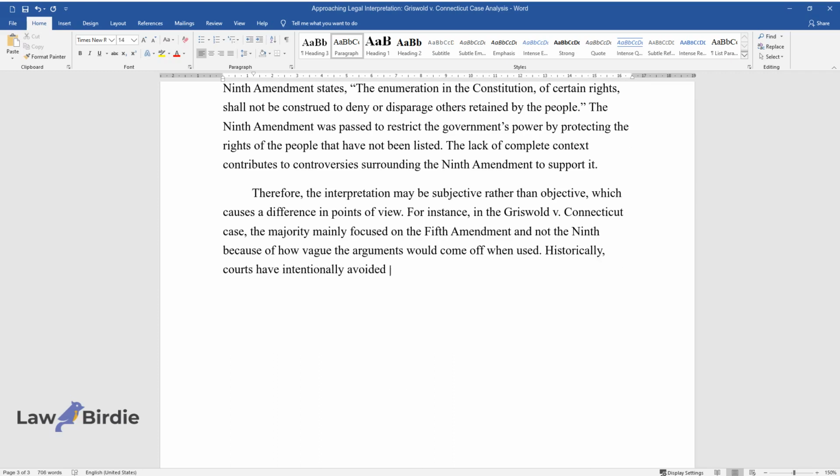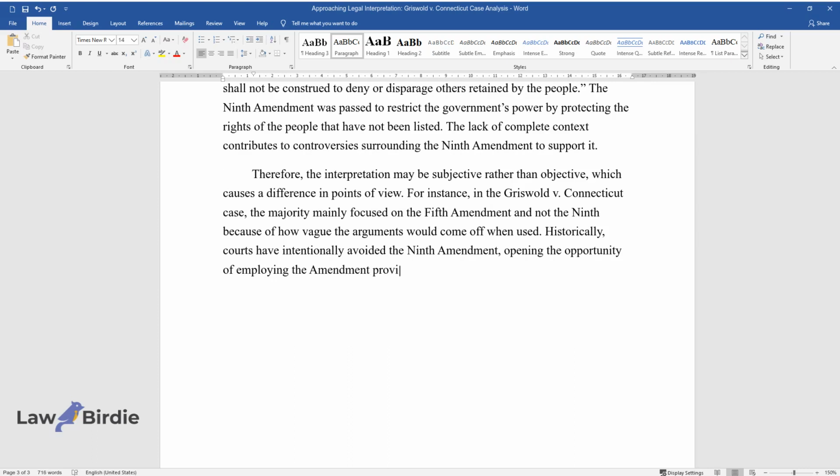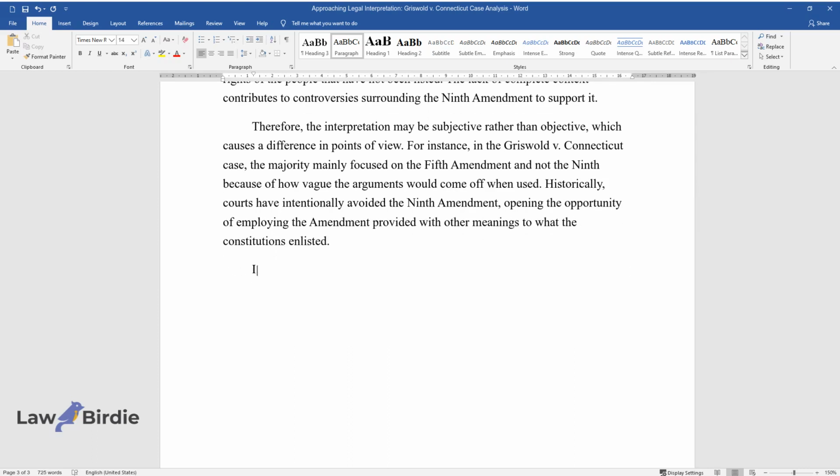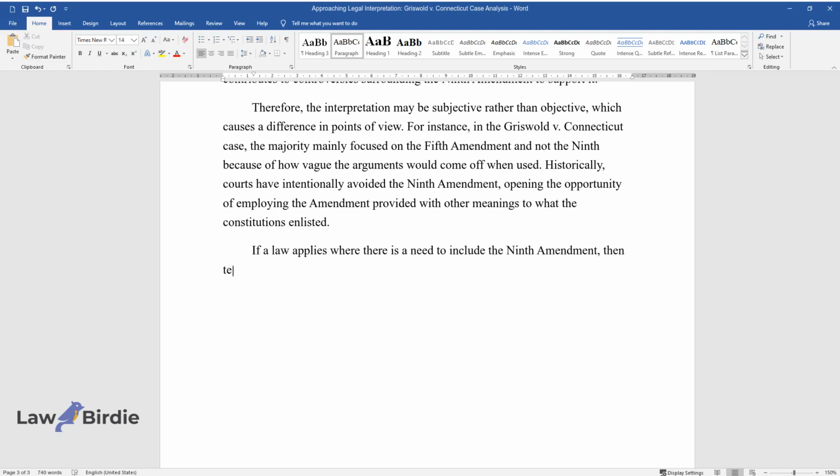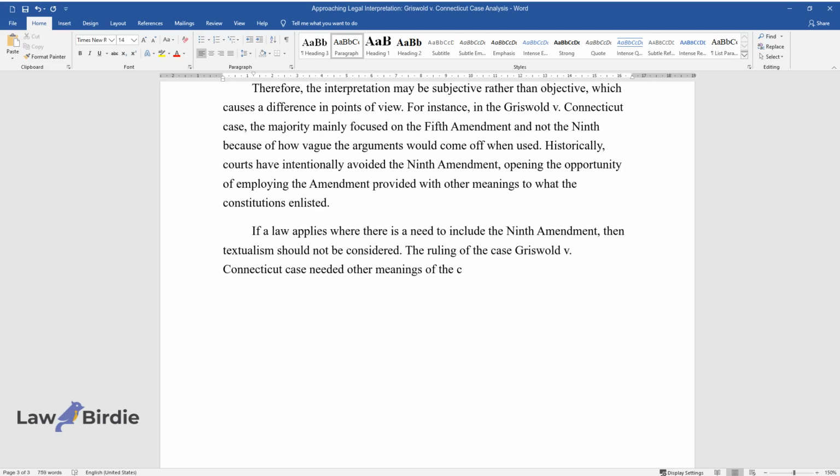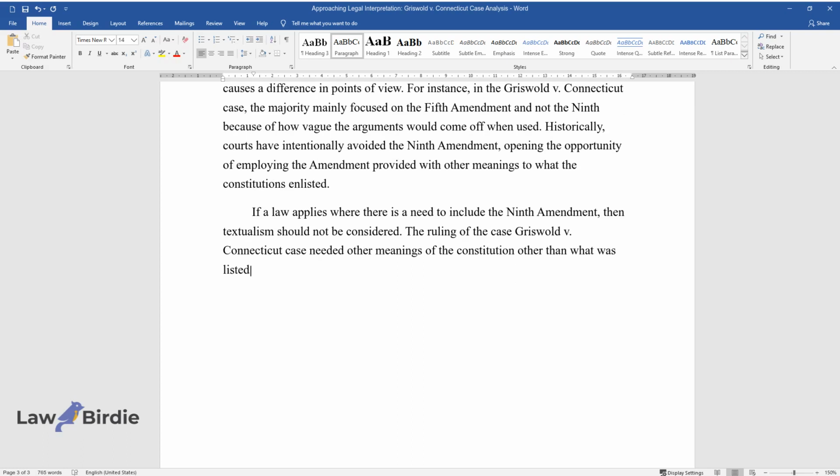Historically, courts have intentionally avoided the Ninth Amendment, opening the opportunity of employing the amendment with other meanings to what the Constitution enlisted. If a law applies where there is a need to include the Ninth Amendment, then textualism should not be considered. The ruling of the Griswold vs. Connecticut case needed other meanings of the Constitution other than what was listed to rule.